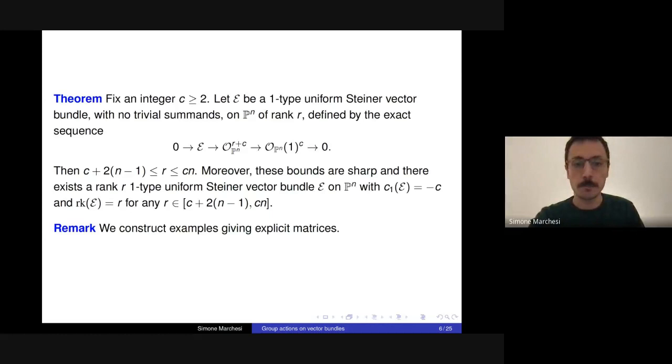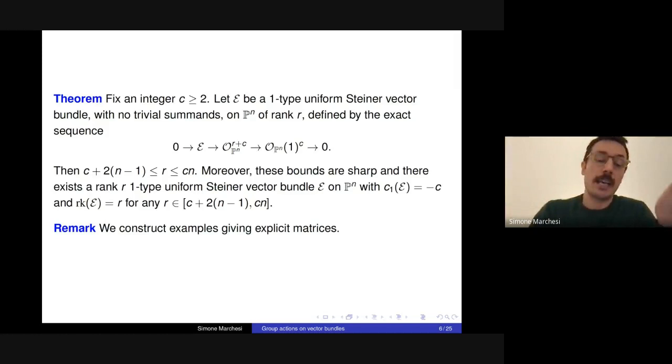Before giving ideas of the proofs, I want to make a remark. If you look at the work of Ellia, Dreze, and Ottaviani, they do construct uniform Steiner bundles, which are not homogeneous, in a very geometrical and elegant way. But constructing these one-type uniform bundles, which, spoiler alert, some of them will not be homogeneous, I can give you explicit matrices.